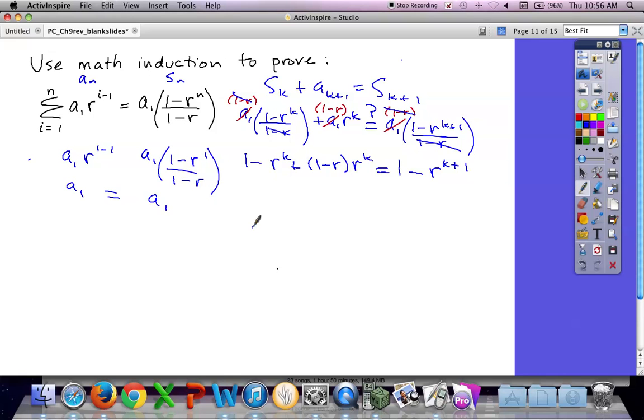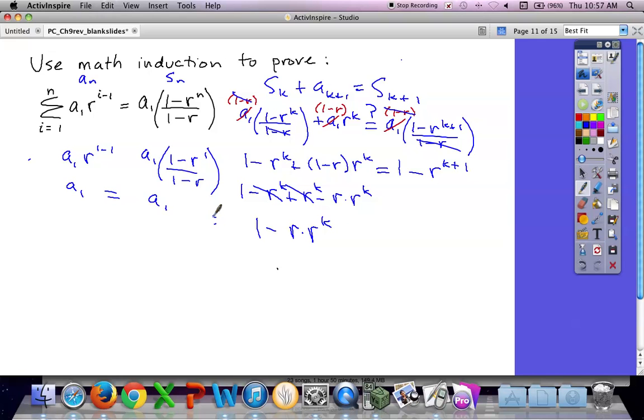Okay. Let me use distributive. Yeah, Josh. Distributive property, 1 minus r to the k plus r to the k times 1, r to the k times r. Okay, what simplifying could I do right away? It's not r to the 2k. Yeah, it's negative r to the k and positive r to the k. They cancel. So all that's left now is 1 minus r times r to the k.